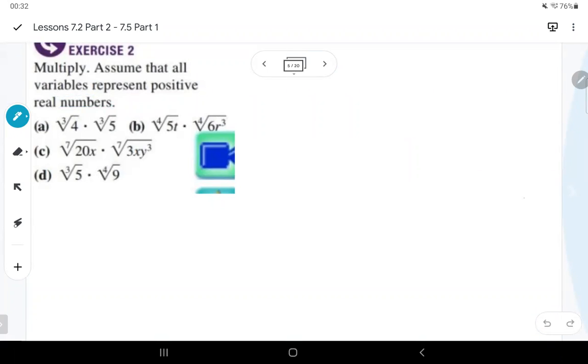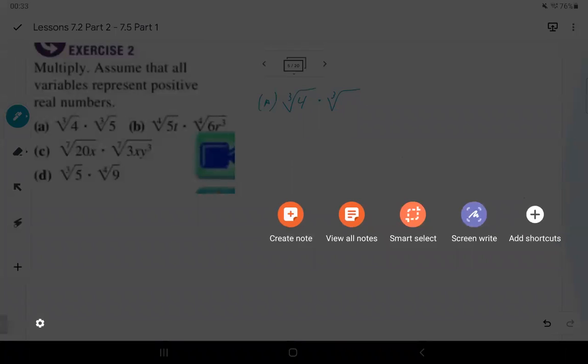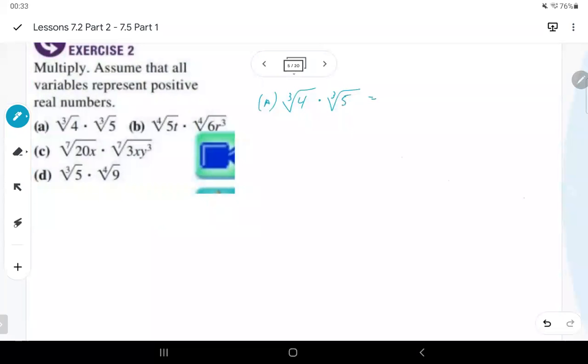All right. Next example is dealing with different indexes. So let's look at the first example. We're looking at a cubed root of 4 times a cubed root of 5, which is nice because the root indexes are the same. So we can go ahead and use the rule. 4 times 5 would give us the cubed root of 20. Again, if you really wanted to, you could go into the calculator and check that yourself. I'm not going to because I just did.